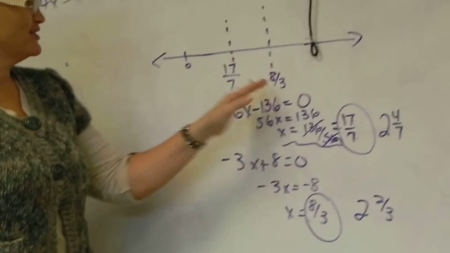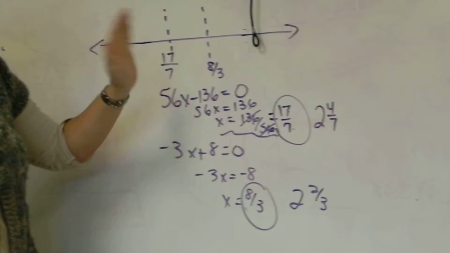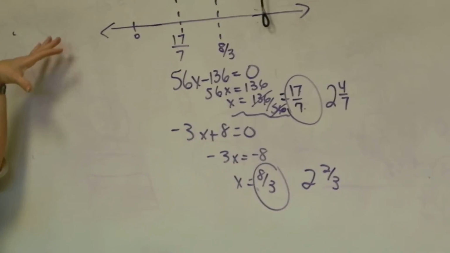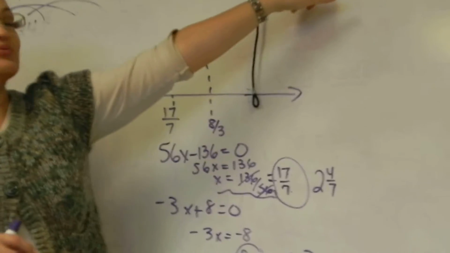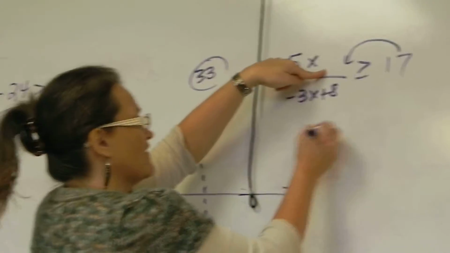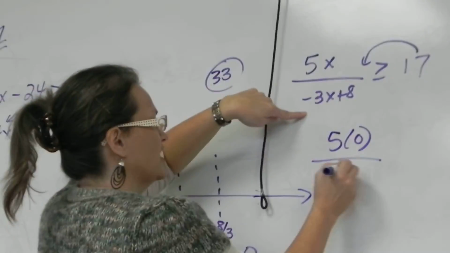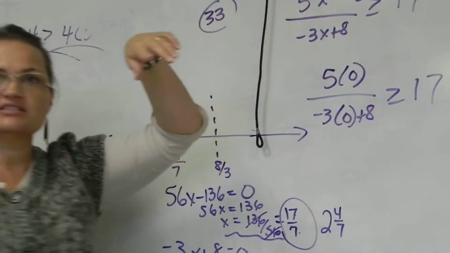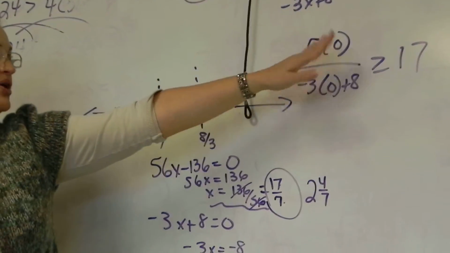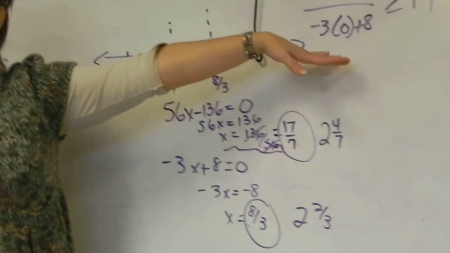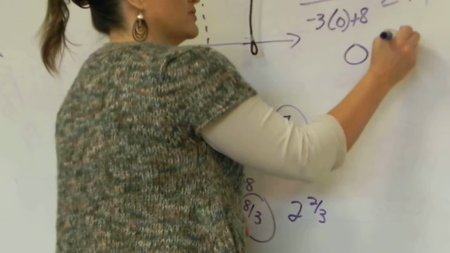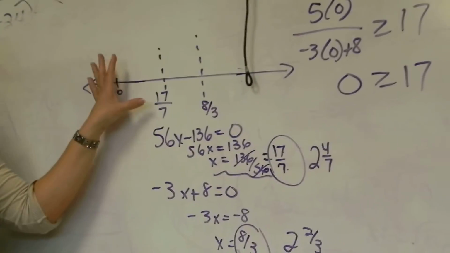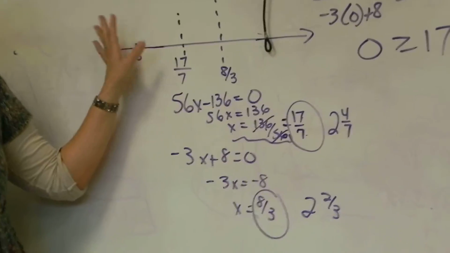It's not a boundary line. Those are my only two boundary lines found from the numerator and denominator. This is a test point to see if this region is true. So I put 0 back in the original problem and check it out. 5 times 0 over -3 times 0 plus 8, is that greater than or equal to 17? And that is 0 over 8, which is 0. 0 is not greater than or equal to 17. So that test region failed, do not shade it.